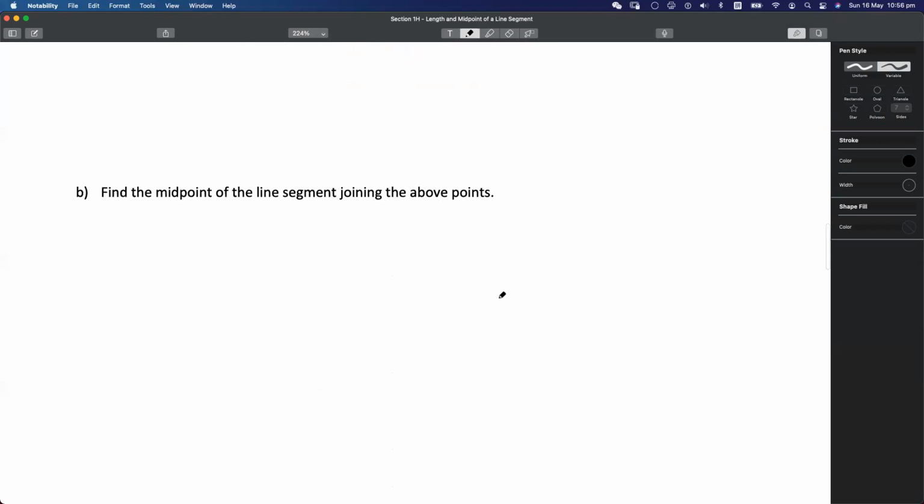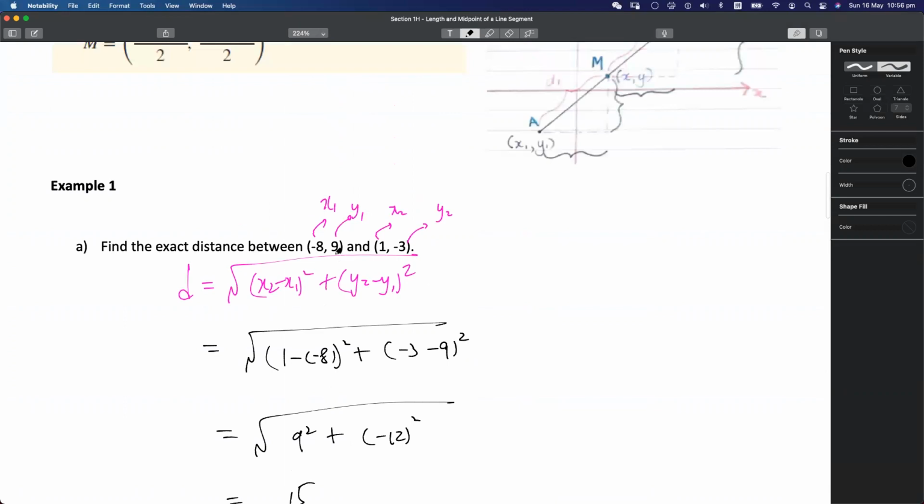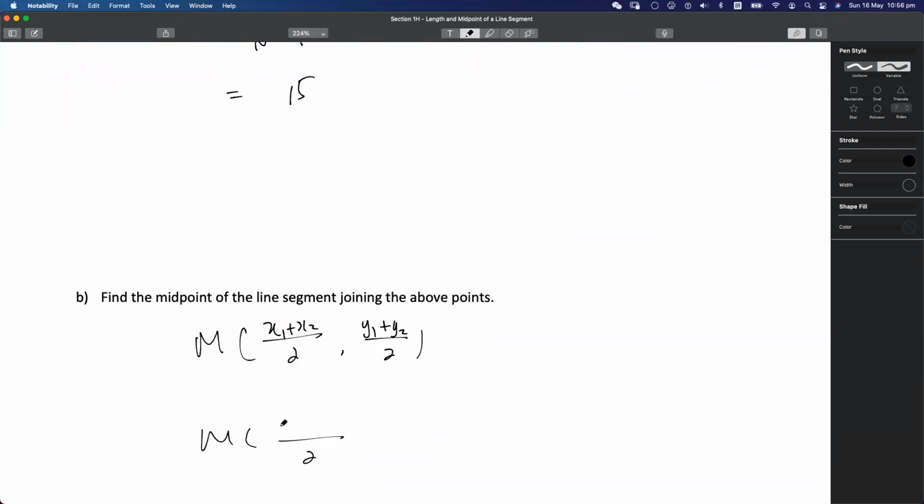Next one. Find the midpoint of the line segment joining the above points. Our midpoint is given by half of the sum of x1 and x2, half of the sum of y1 and y2. So your midpoint can be found by half of x1 plus x2, negative 8 plus 1, comma.